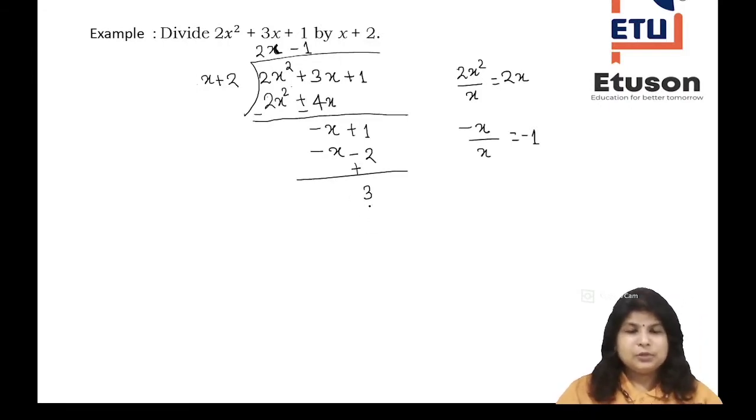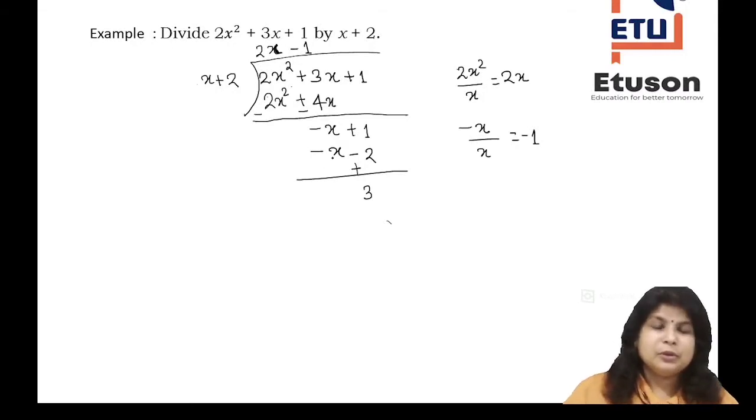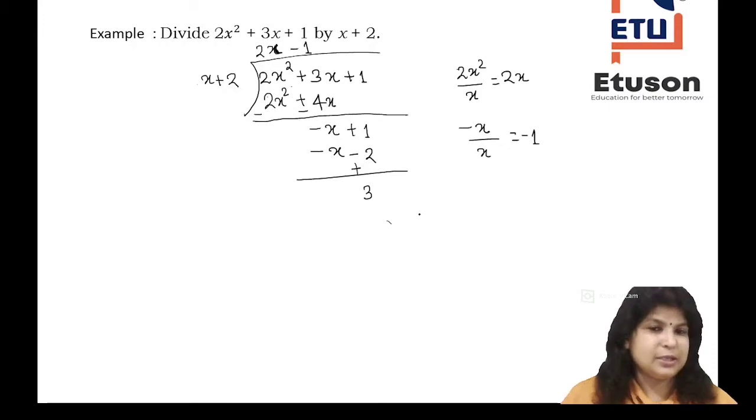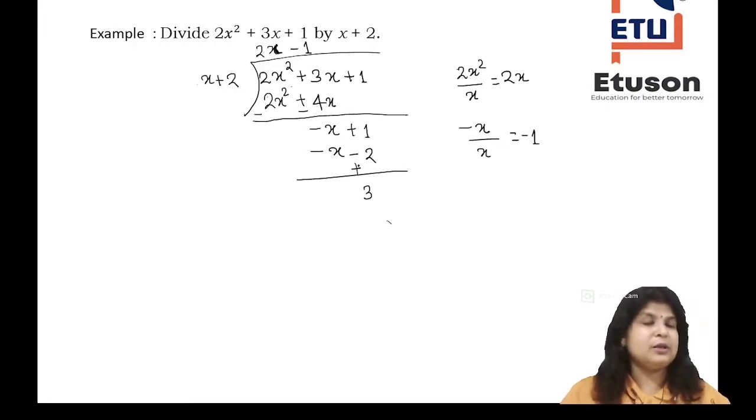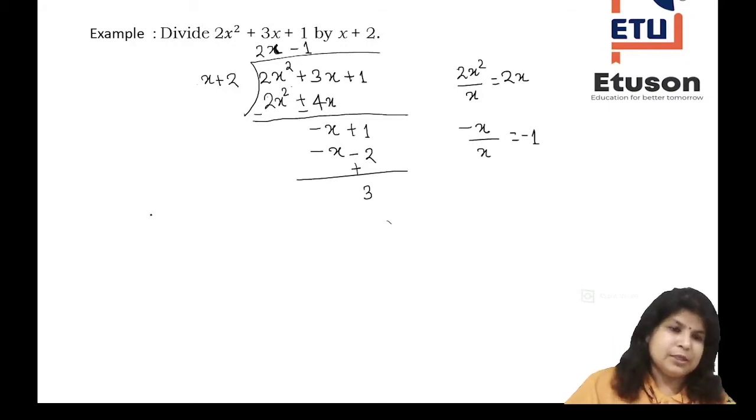So now just check this remainder with the divisor, whether the degree of the remainder is less than the degree of the divisor or not. Yes, it is less than the degree of the divisor. So you have to stop doing the division here because now you have got the answer. So now it is in the form of what?